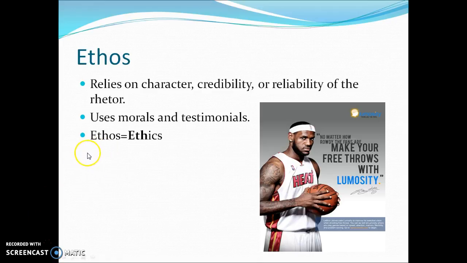And the way to remember ethos is ethics, because they mean the same thing, pretty much.